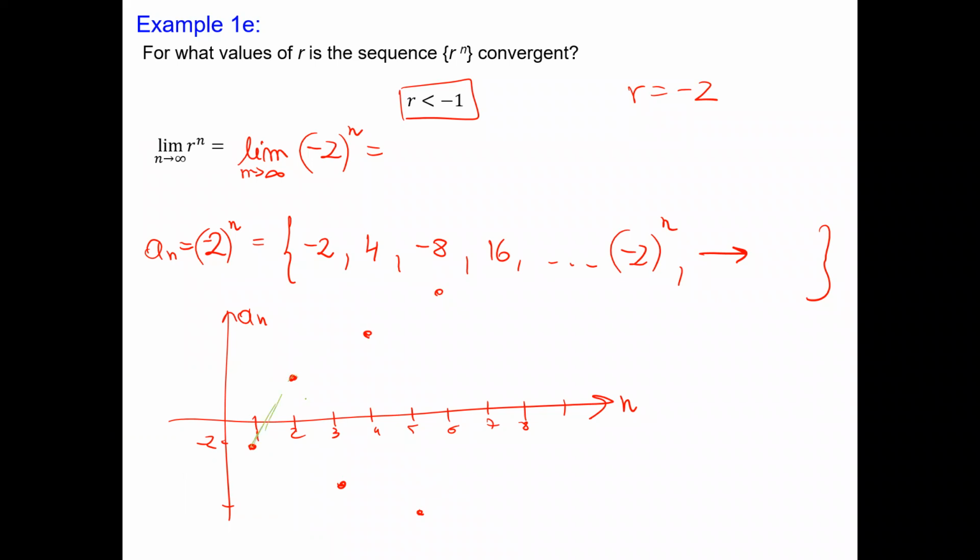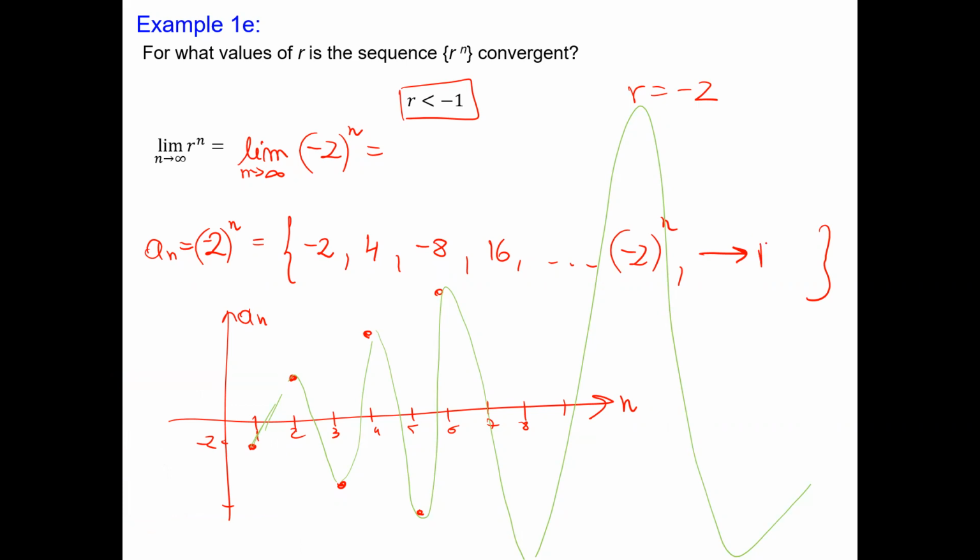How can I connect them like this, right? They will go to the positive infinity, every other number, and every other number will go to the negative infinity. These terms of this sequence are definitely not approaching one finite direction. I can't even say positive or negative infinity because it's alternating. So yeah, the sequence is divergent because we do not have one direction.